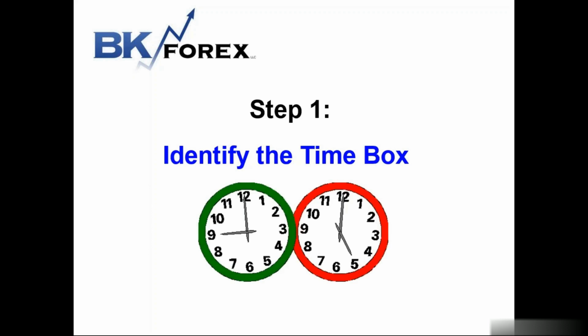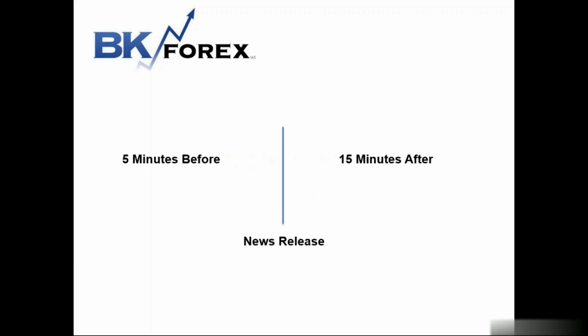What you do is you identify the time box. The time box that you want to look at is 5 minutes before the news is released and 15 minutes after the news release. That's the range that you want to define.